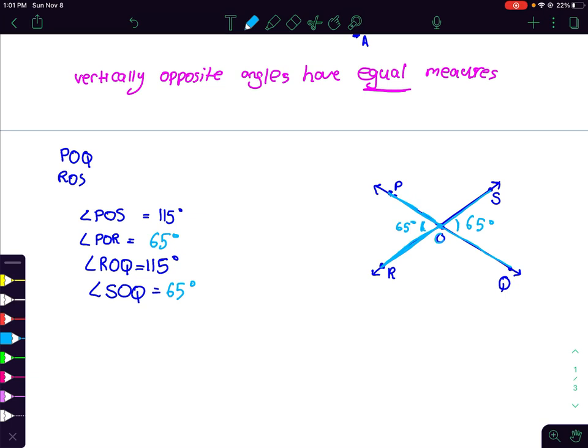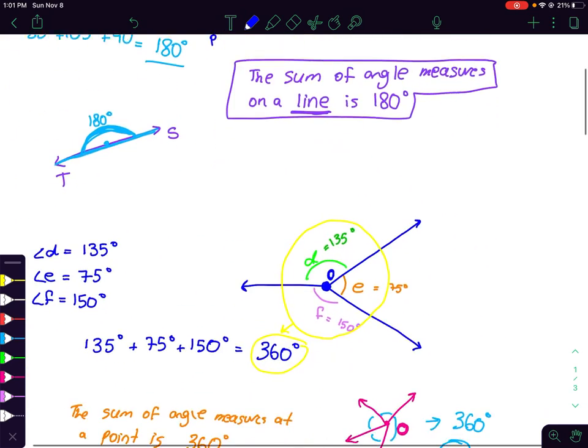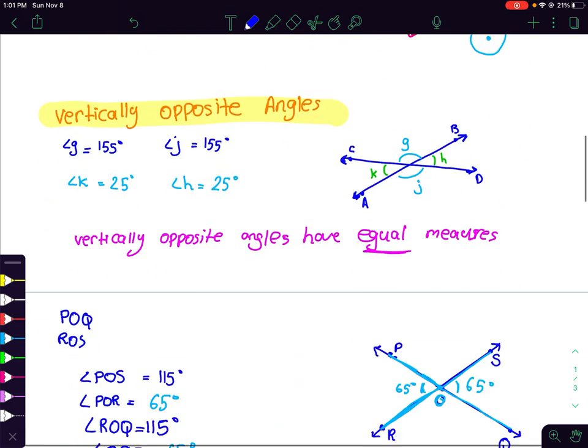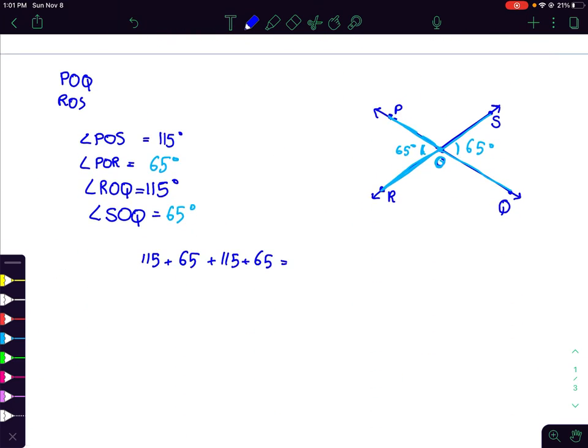Because we also learned that if we add all this up together, 115 plus 65 plus 115 plus 65, it must give me what number? On the top we learned the sum of angles measured at a point is 360. So it must give me 360, and it will give me. So these two angles are equal and these two angles are equal. This is very, very important.